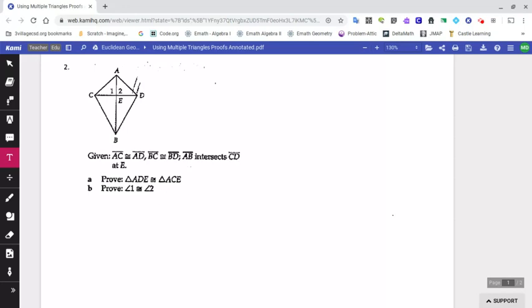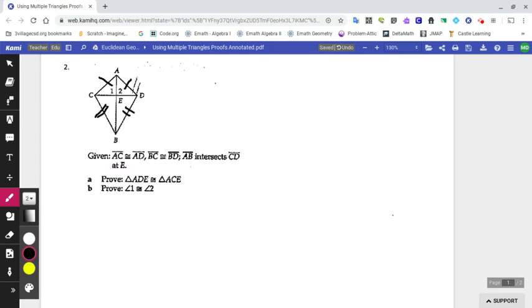For number 2, I'm being asked to prove ADE and ACE, the two smaller triangles on top, and angle 1 is congruent to angle 2, which are angles within those two triangles. So as soon as I get those two triangles on top, I can say 1 is congruent to 2 by CPCTC. Let's look at what we're given. We're given AC is congruent to AD, so we've got one side, and we've got BC congruent to BD. Those are not sides of the two little triangles that I need.